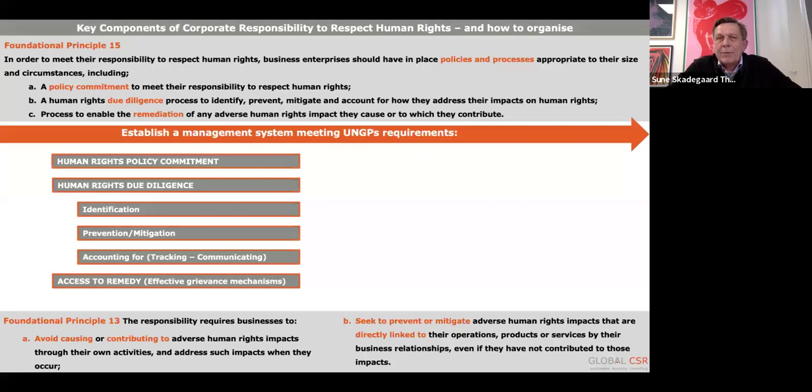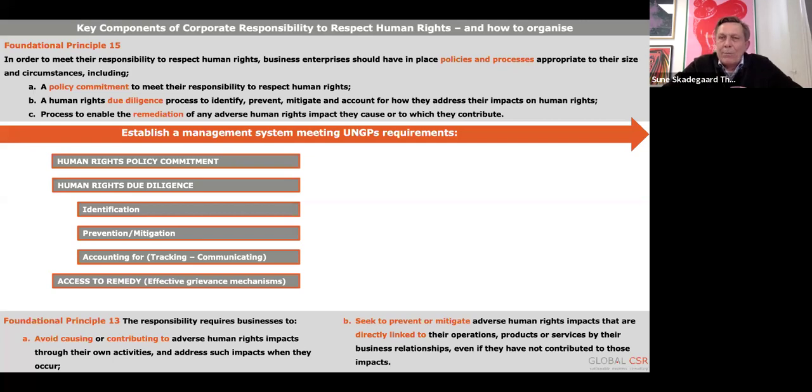The UN Guiding Principles have foundational principles and operational principles, and the foundational principles basically outline the theory behind corporate respect for human rights. You need to have a policy commitment, you need to have human rights due diligence in place, and you need to provide access to remedy wherever you have adverse impacts on any of the human rights from the International Bill of Human Rights.